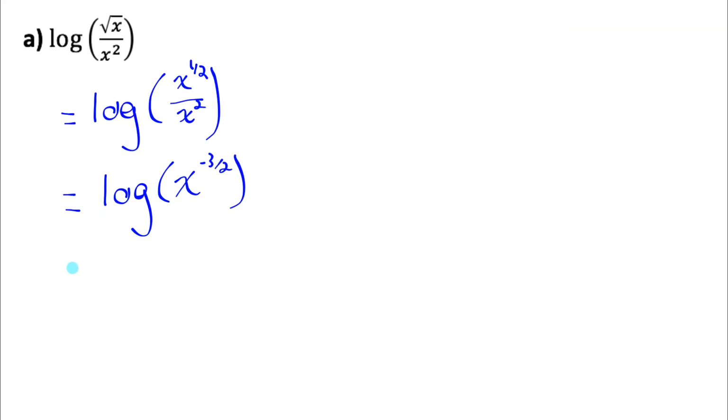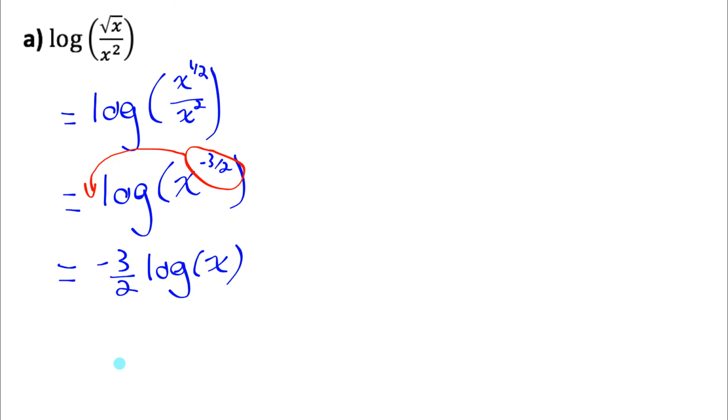And like I was saying before, for an expression to be fully simplified, if your argument has an exponent, we should use the power rule and rewrite that exponent as the coefficient of the log. So I would have negative 3 over 2 log x.